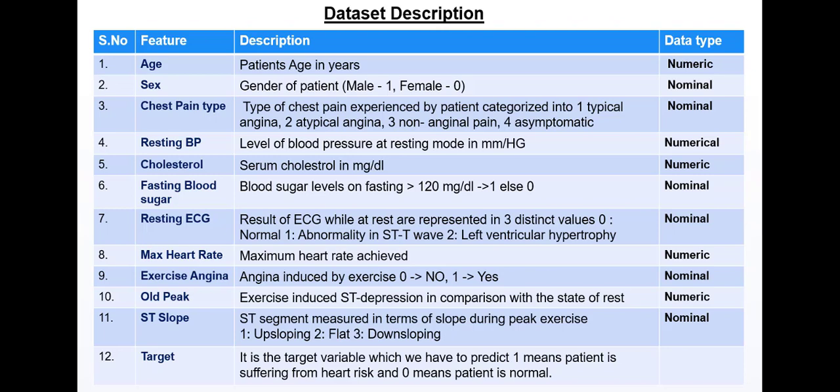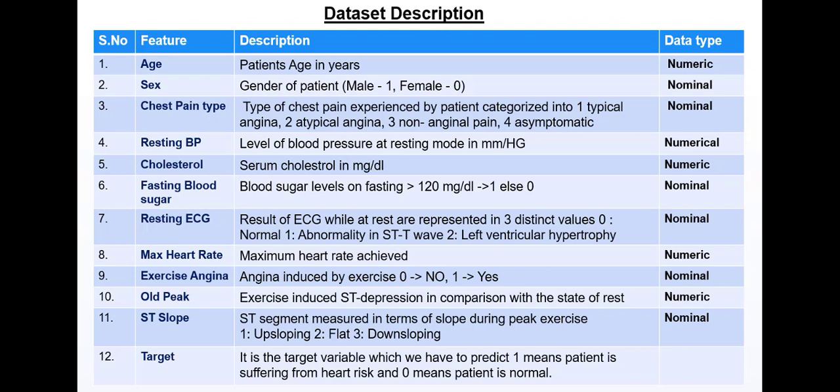Next comes the exercise angina. Anginal pain after doing the exercise. If you feel anginal pain after doing some heavy exercise, then you will assign value 1, and if you don't observe any such type of pain, then the patient is assigned value 0. So that's why it is a nominal variable.